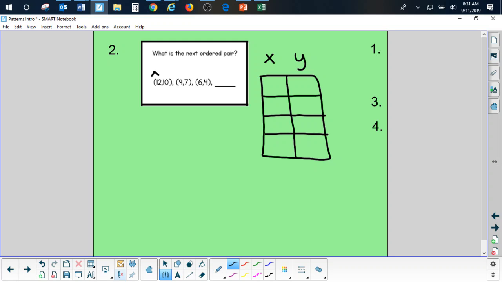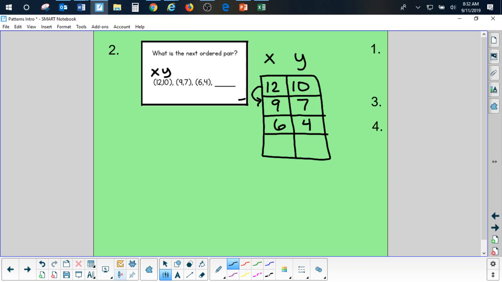So our X is always to the left, and our Y is always going to be to the right. And I always go from left to right filling in our table. So we do have 12 as our X, 10 as our Y. Go to the next coordinate pair, we have 9 and 7. Next coordinate pair is 6 and 4. And then we can find our missing pair by finding out the rules of what's happening.